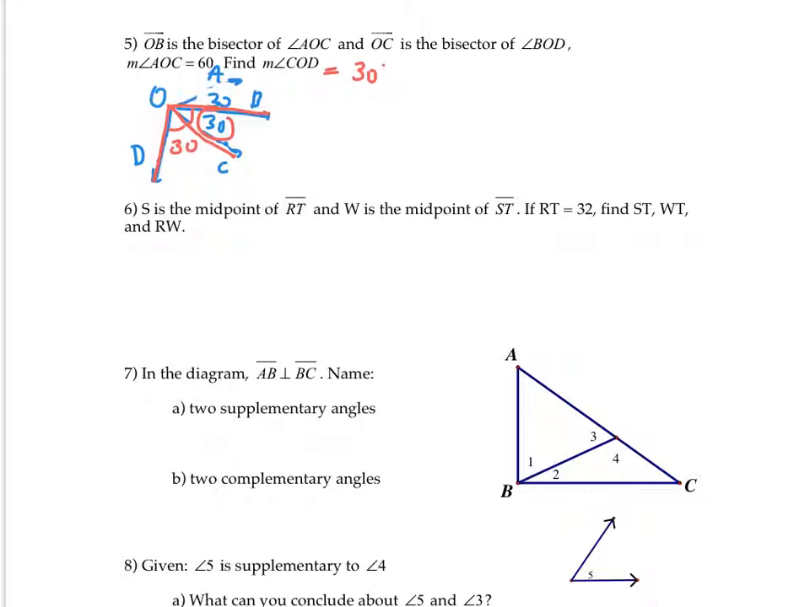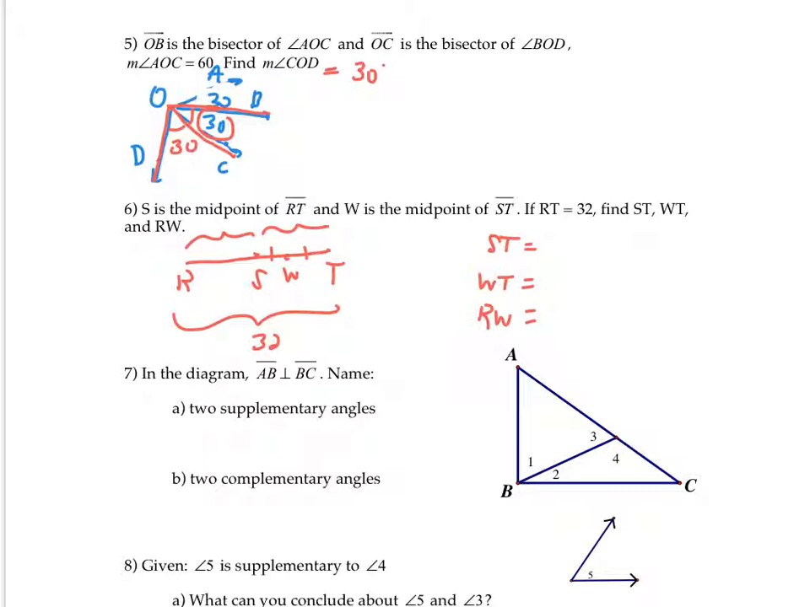Number 6, our given information tells us that S is the midpoint of RT and W is the midpoint of ST. Okay, so RS would be congruent to ST and SW is congruent to WT. It says if RT is equal to 32, so this whole thing is 32, we're asked to find the measure of ST and WT and RW.